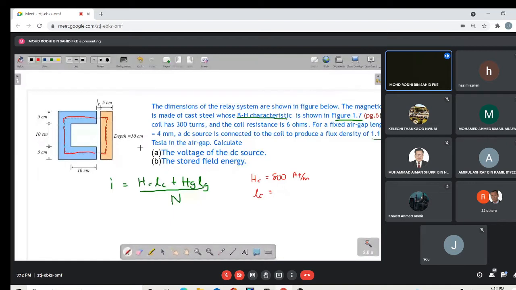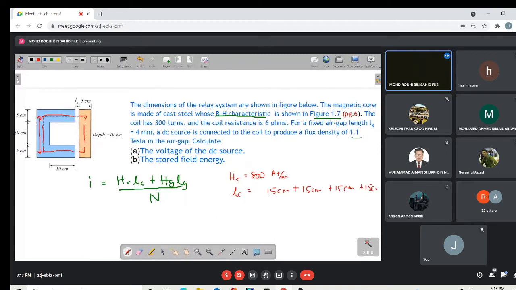From here to here, 10 plus 2.5 plus 2.5, we get 15. 15 centimeter plus this one is also 15 centimeter. On the top here it is again 15, and 10 centimeter. So 15 centimeter, and at the bottom here also 15 centimeter.